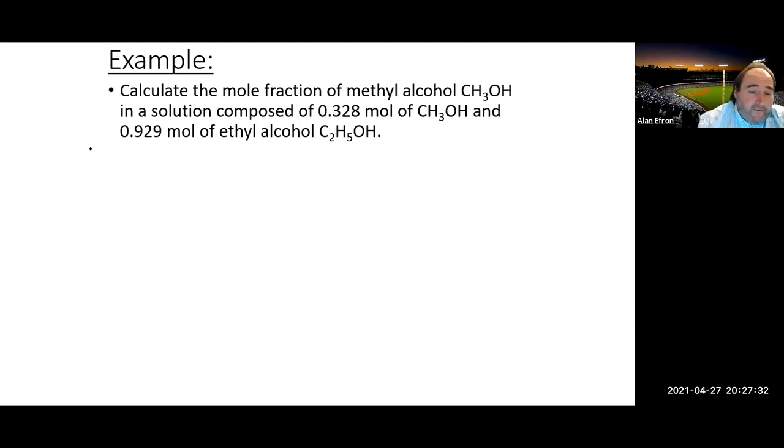The first thing we want to do is figure out the total moles. Since this solution has two things in it, ethanol and methanol, we just add up the moles of each of those. So 0.328 moles plus 0.929 moles gives us a grand total in this solution of 1.257 moles floating around.